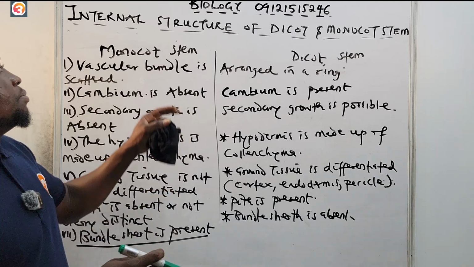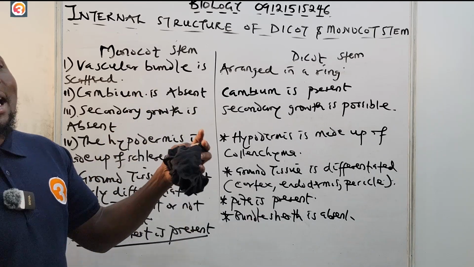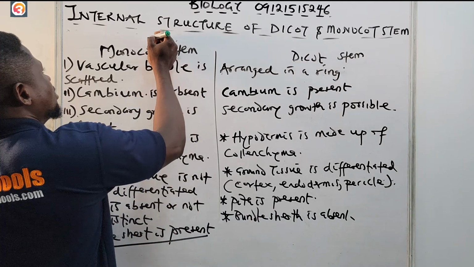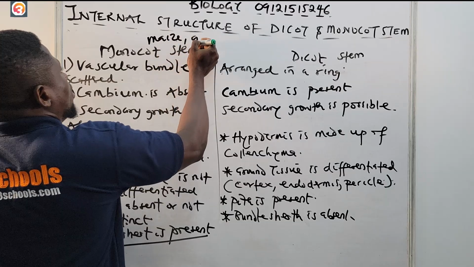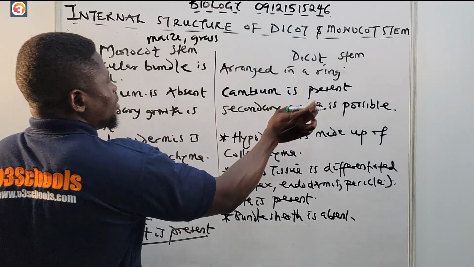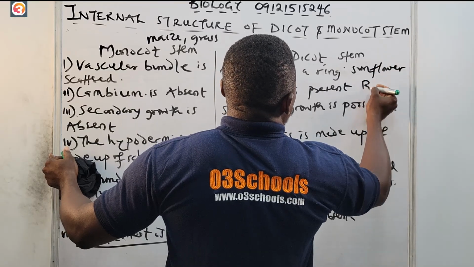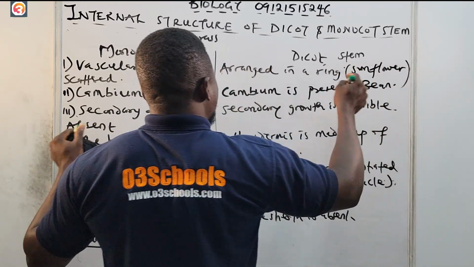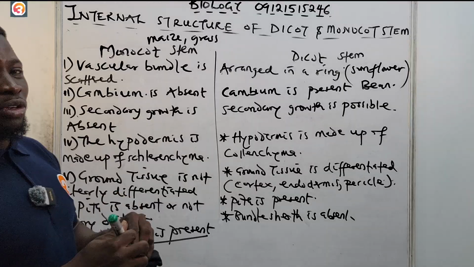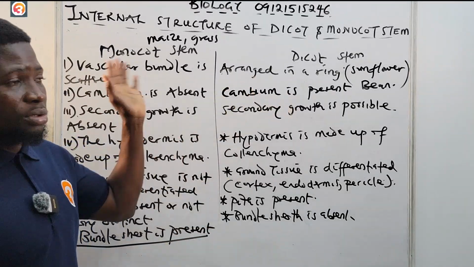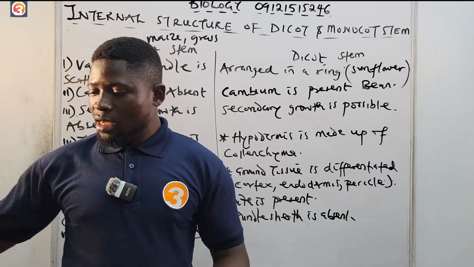An example of a monocot stem is what? Maize, grass. Okay, the example here is maize, or grass. For the dicot stem, we have sunflower, and we have bean. All of these are examples of dicot stem, so please take note of them. Take note of those examples also. They may be important during the course of the exam.